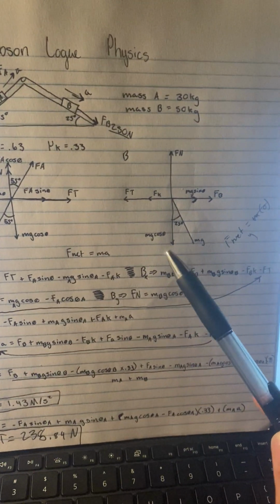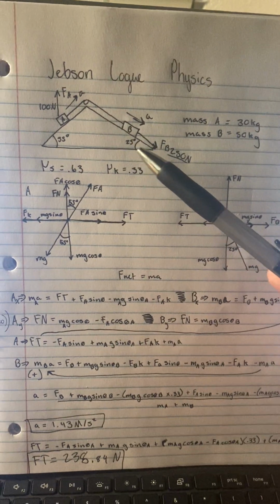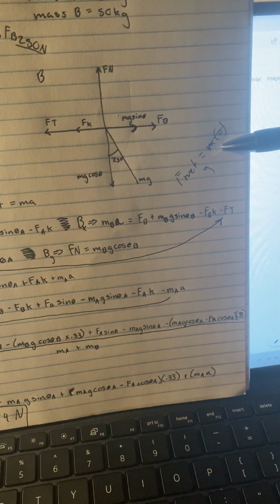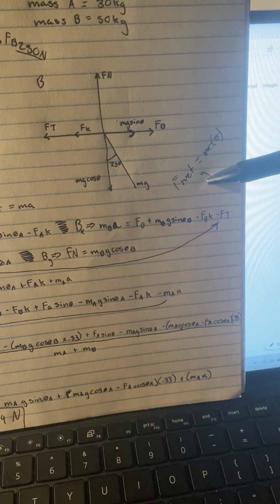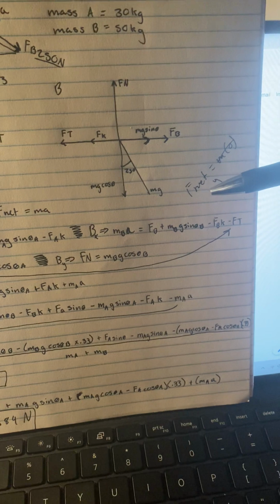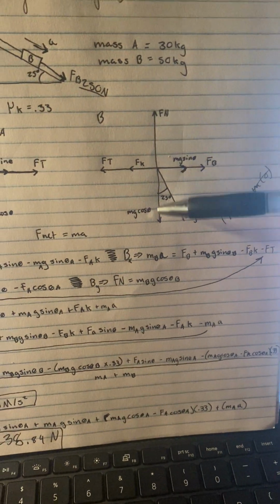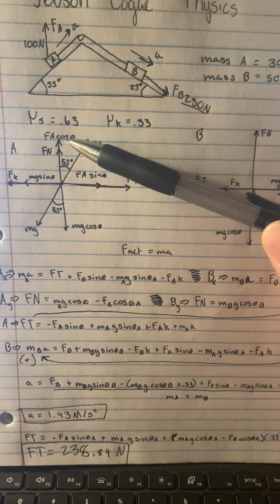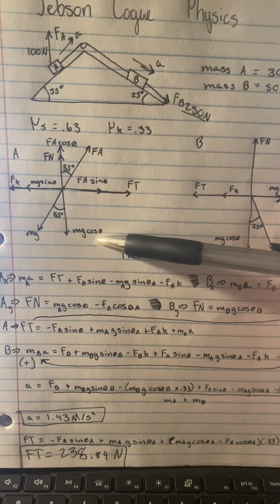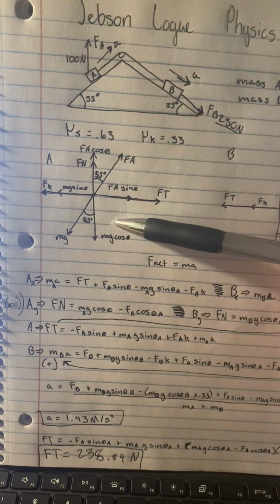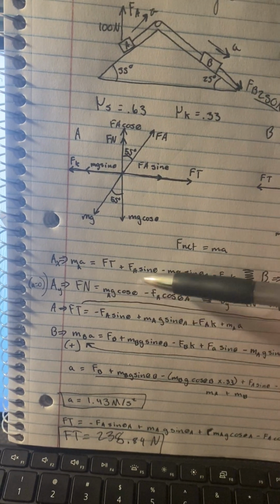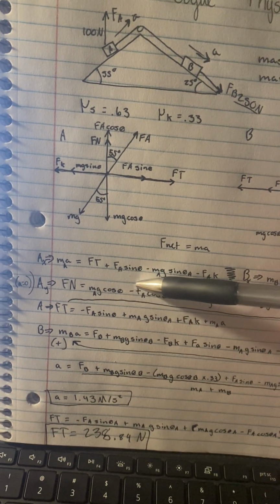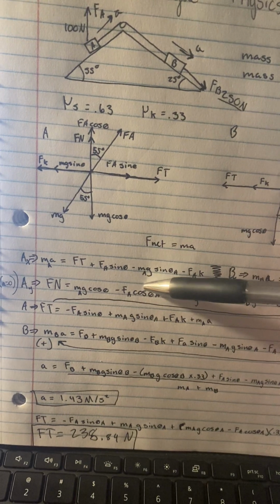In the y direction, since neither box is accelerating in the y direction, F net equals m times 0 for y. Because of this, the y direction can be written as force normal plus F_A cosine theta minus mg cosine theta equals 0 in A's case. Solving for force normal, we get force normal equals m_A g cosine theta minus F_A cosine theta.